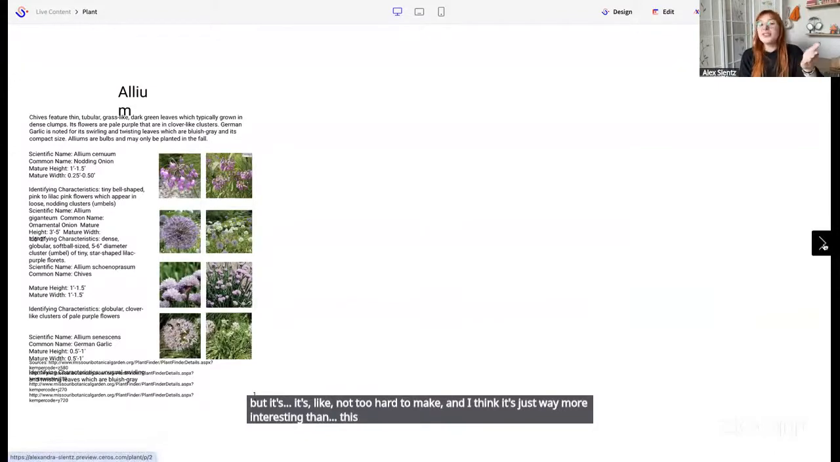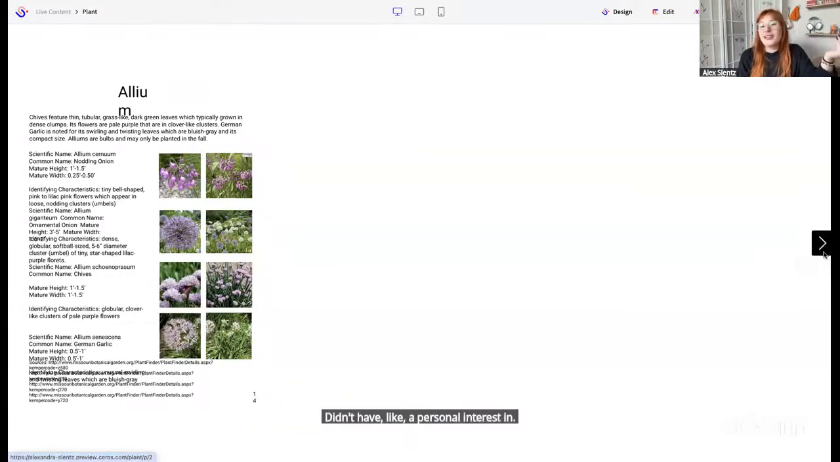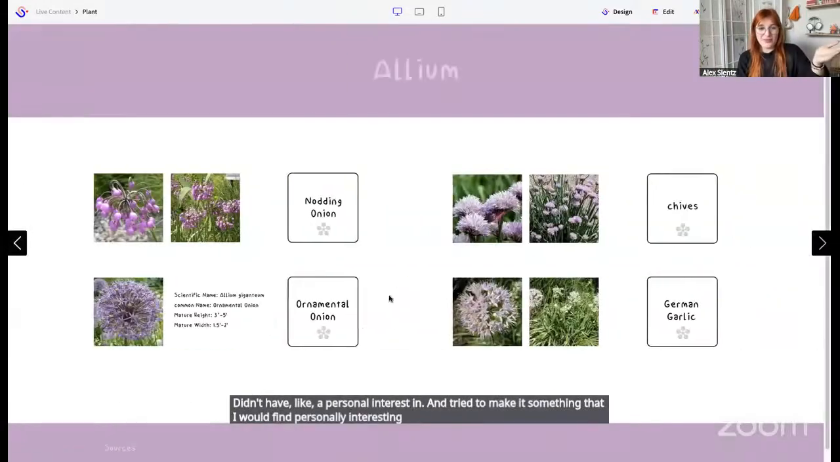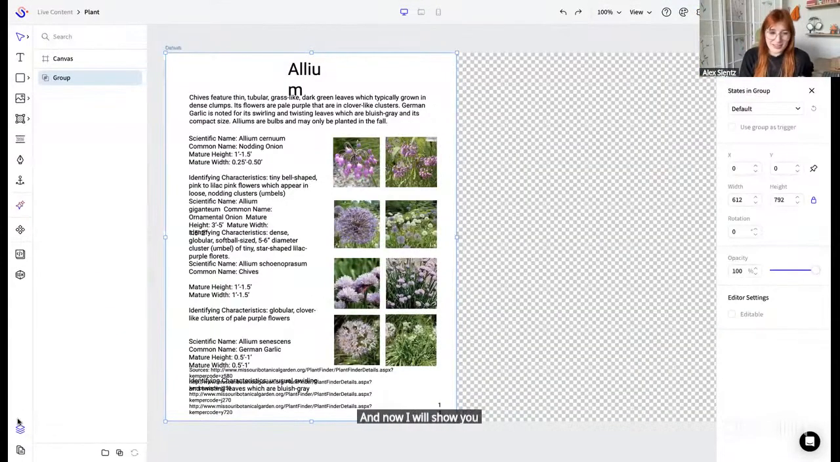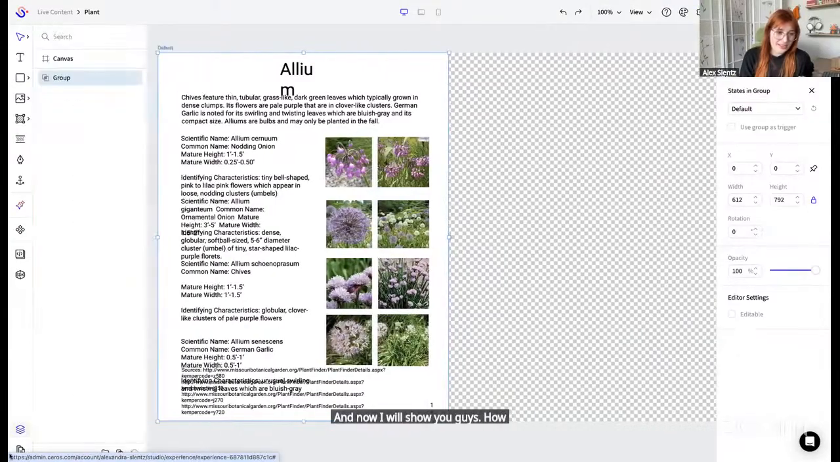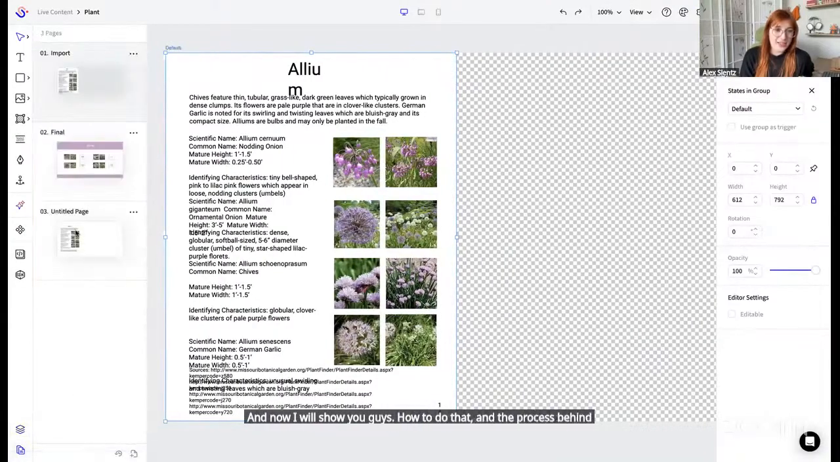Personally, I don't know anything about plants. So I was trying to take something that I didn't have a personal interest in and make it something that I would find personally interesting. So hopefully that did its job. And now I will show you guys how to do that and the process behind it.